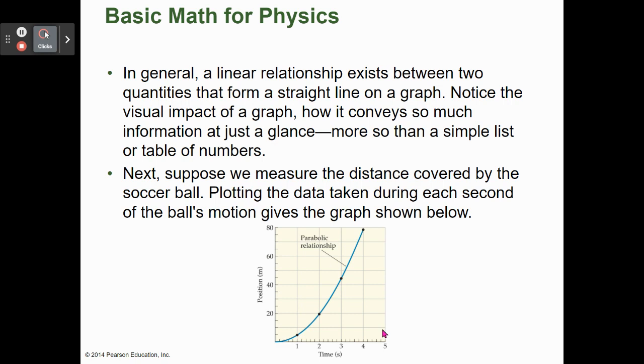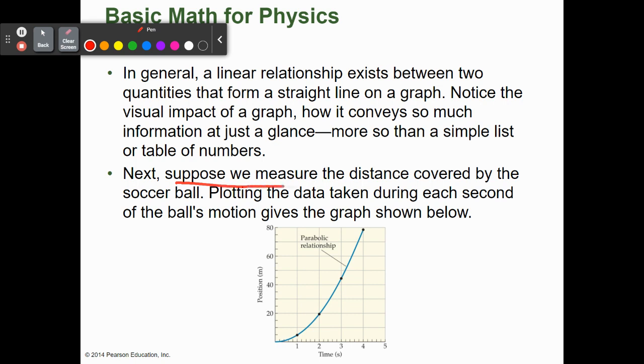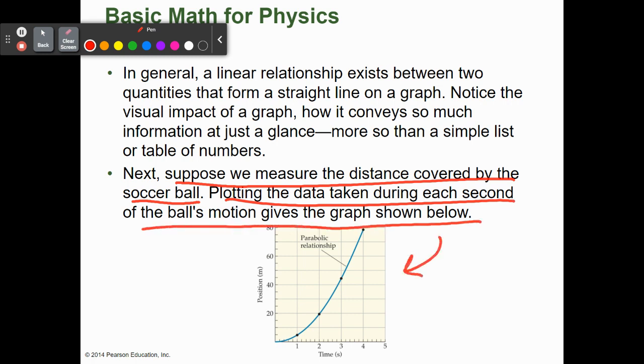Okay? So let's look at this example. All right, so suppose we measure the distance covered by a soccer ball, and we plot the data during each second of the ball's motion. We call this a nonlinear graph, obvious reasons. It's also called a parabolic relationship. So if you remember back to algebra, what's a parabola? Where it makes that little U shape. And what we have is half of a parabola right here. Okay, so it's a parabolic relationship.